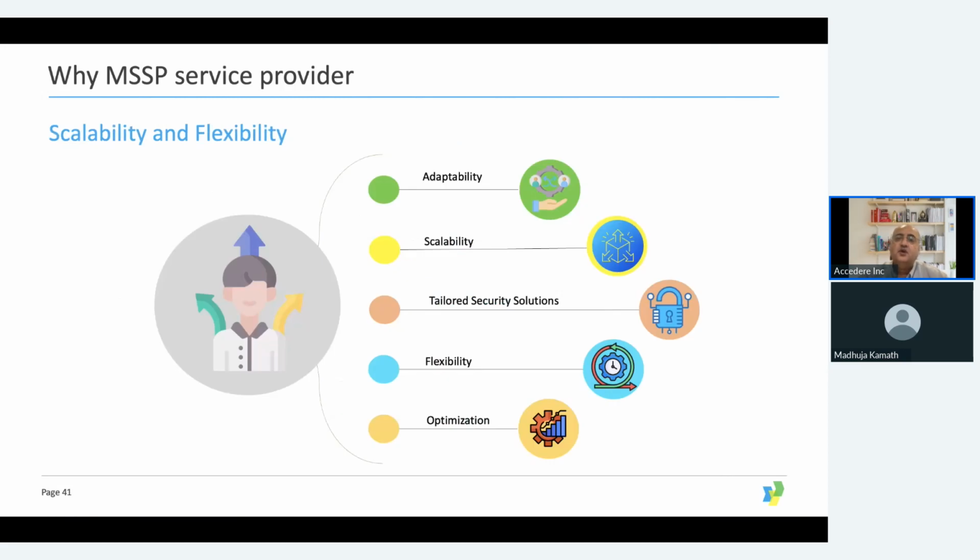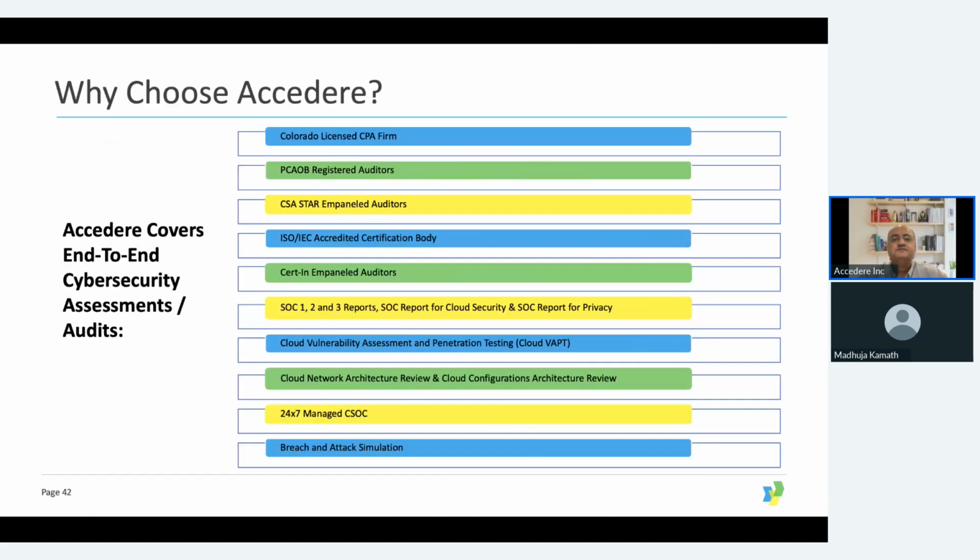So scalability, the new technologies have to be scalable, they need to be tailored, they need to be flexible, they need to be optimized to the latest environment.